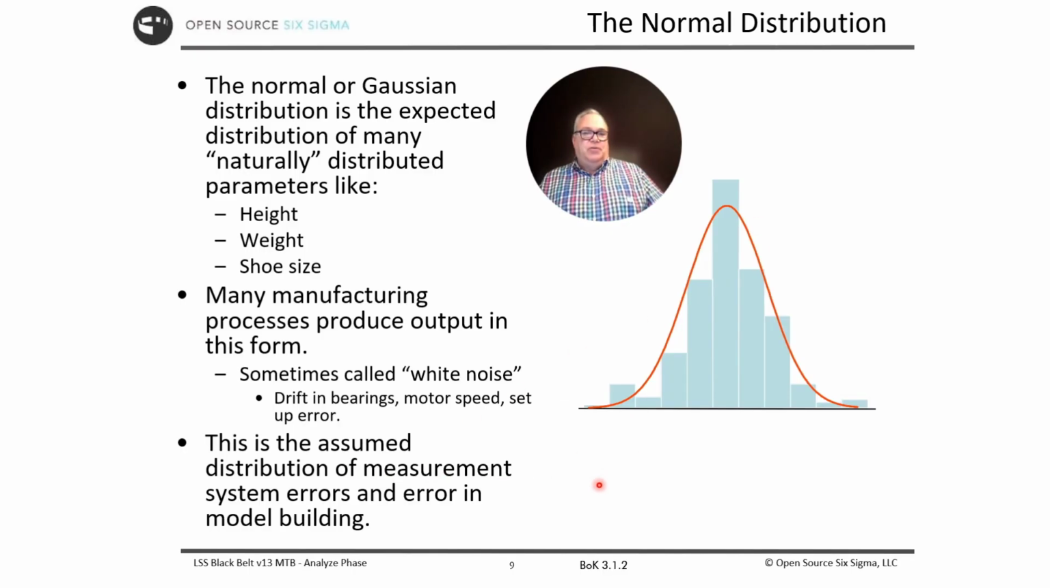It's also the assumed distribution for measurement system error. So when we talk about adding variances, we can always add variances from normal distributions. And then we're also going to use this as the distribution for errors when we build models. When we do regression and designed experiments, we're going to make the assumption, and we're going to check it, that the leftovers, all of the error, follow this normal distribution.